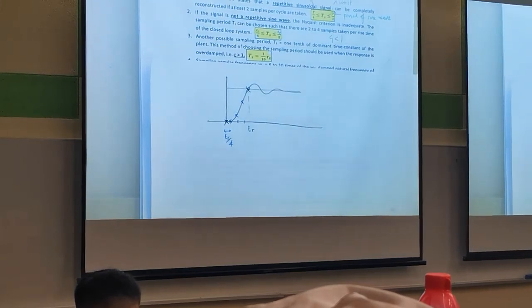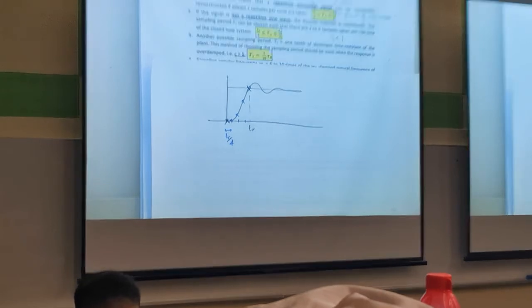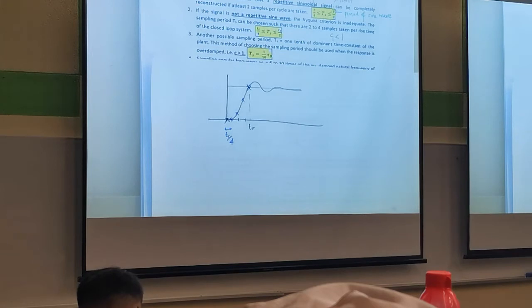So the definition has already been defined. It's going to be 1/10 of that. So there is no range here. This one is fixed. You just take 1/10 of the dominant time constant. Then you should be able to get the graph back.